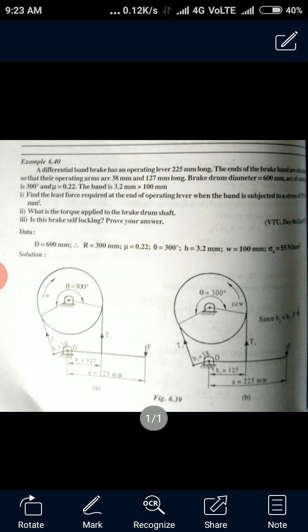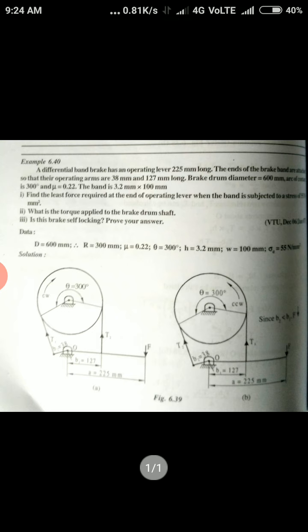So what are the parameters he is asking? Find the least force required at the end of the operating lever when the band is subject to a stress of 55 Newton per mm square. So I am asking you the least braking force for both clockwise and anti-clockwise rotation of the drum. Then what is the torque required to be applied to the brake drum shaft? And the last is whether the brake is self-locking. We have to do it for both clockwise direction as well as anti-clockwise direction.